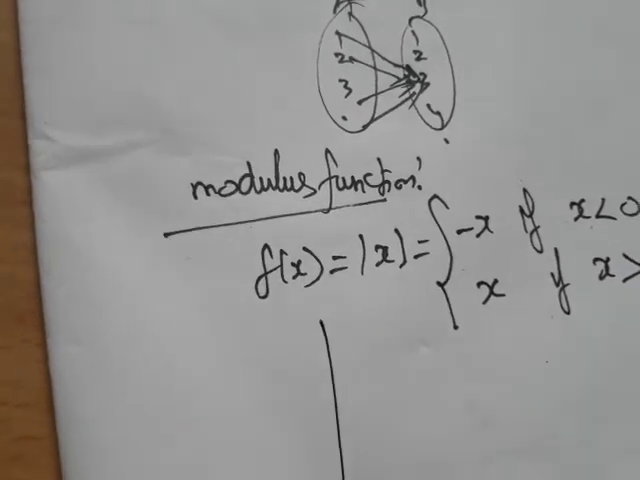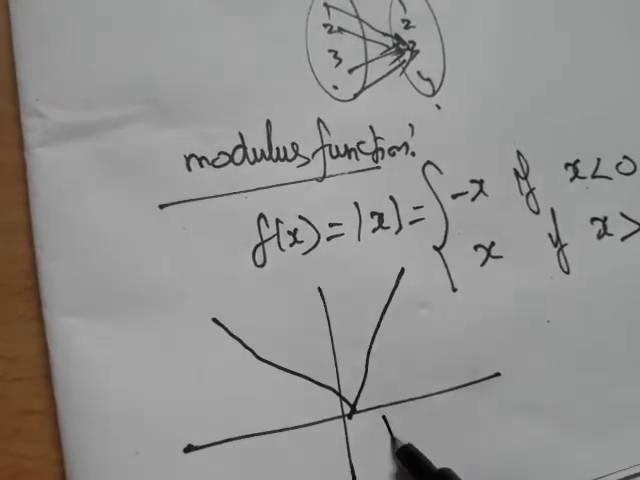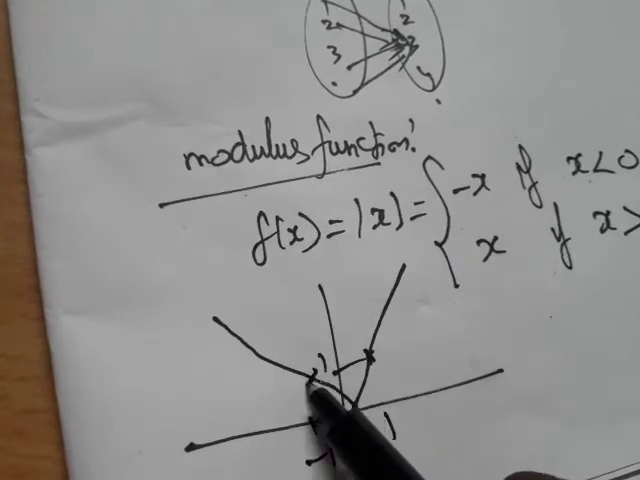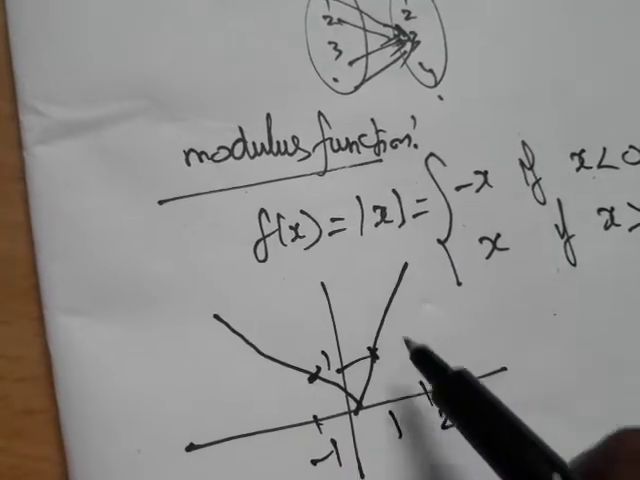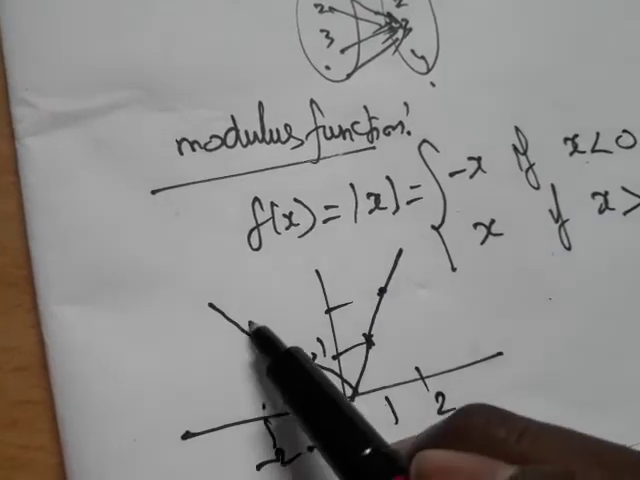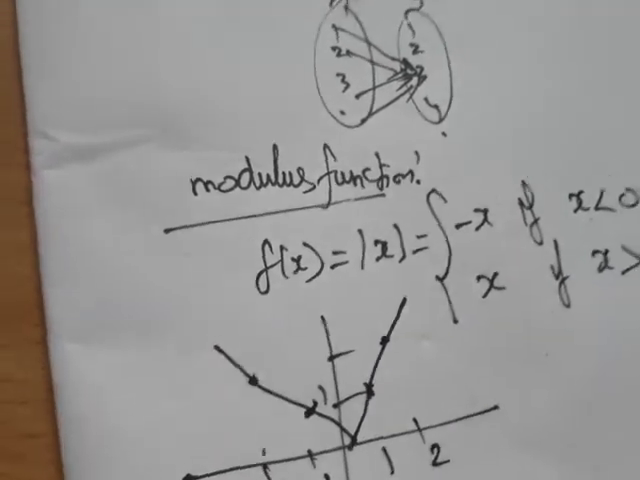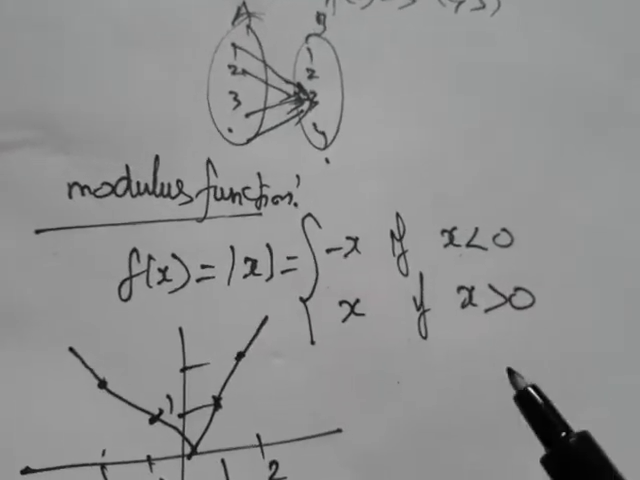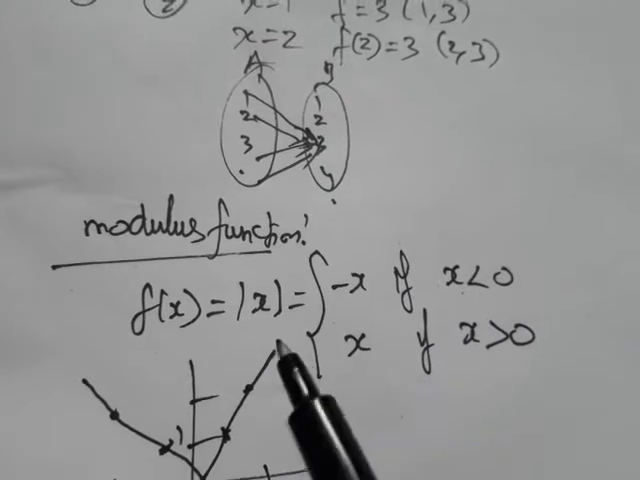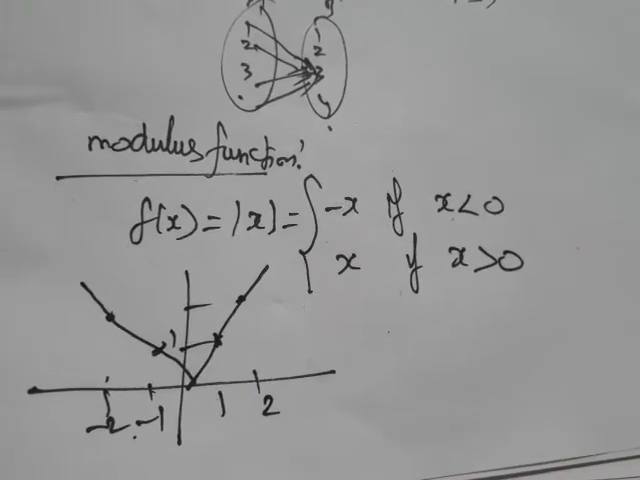Which means if I draw the curve, we will get a shape like that. If I put 1, then we will get 1 only. If I put minus 1 also, we will get 1. If I put 2, the answer will be 2. If I substitute minus 2 also, we will get 2. Like that, the diagram should be like that. So it is called the modulus function. If I substitute a negative value also, it becomes positive. It is called the modulus function or absolute function.